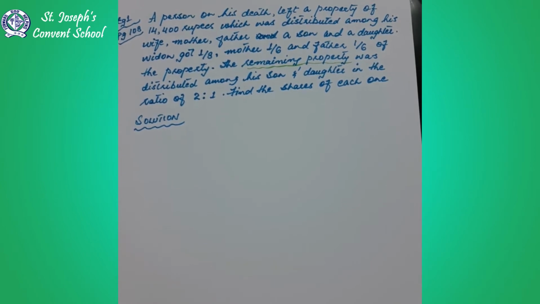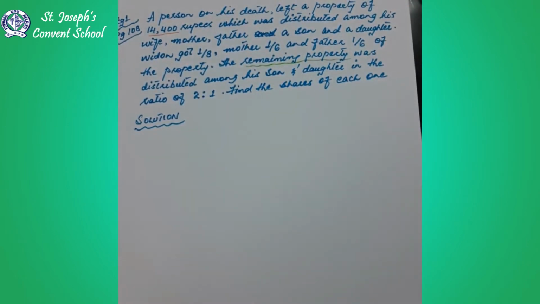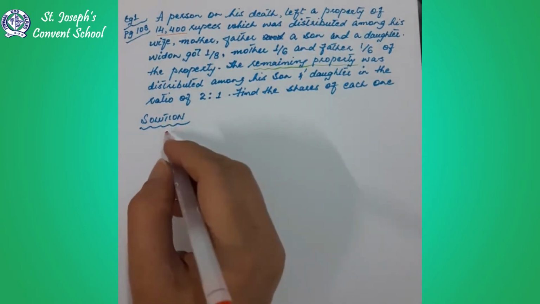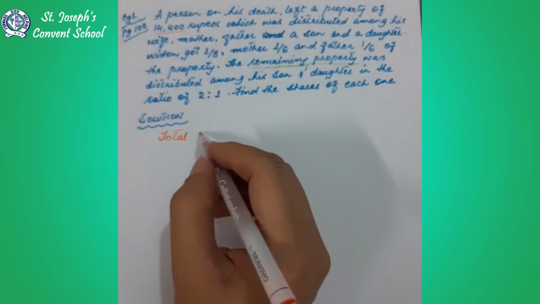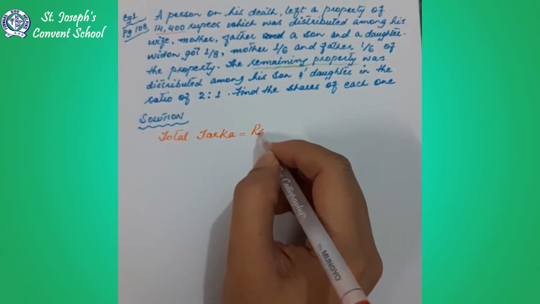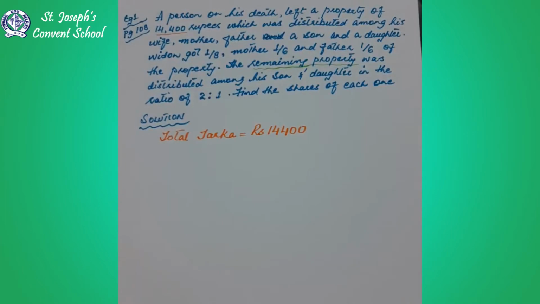Okay, let me start with the total amount. Now the total amount here is rupees 14,400. This is the total amount. So we will write total tarka equals rupees 14,400. First step is to write the total amount, total tarka.